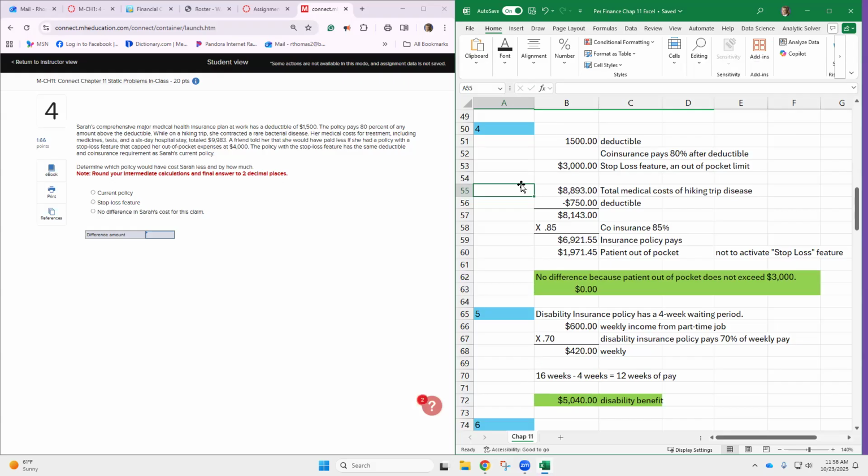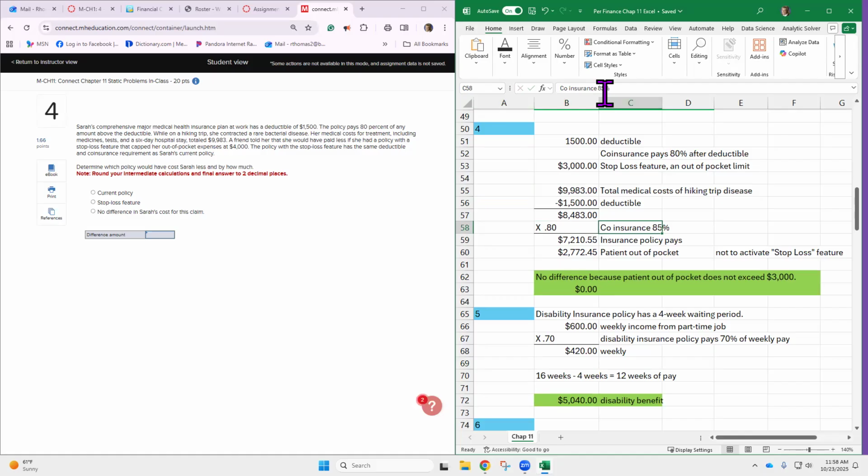So it says while on a hiking trip, she needed medical treatment. I'm trying to sum it up here. Her medical treatment ended up costing $9,983. So let's put in $9,983. Let's subtract that deductible. This is called working a healthcare cost through the system, right? Her deductible is $1,500. Okay, that leaves $8,483.